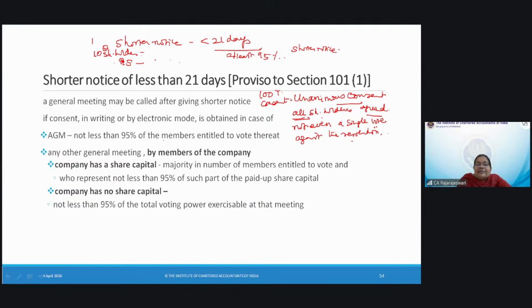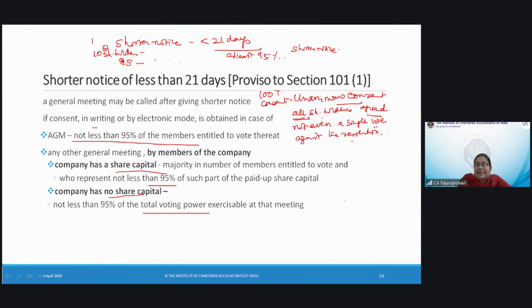Or if consent is accorded in writing or by electronic mode for an AGM, it must be obtained from not less than 95% of the members entitled to vote thereat. Any other general meeting, so if it is an EGM or any other meeting, if the company has a share capital, not less than 95% of such part of the paid up share capital. If the company has no share capital, then the total voting power exercisable at the meeting.